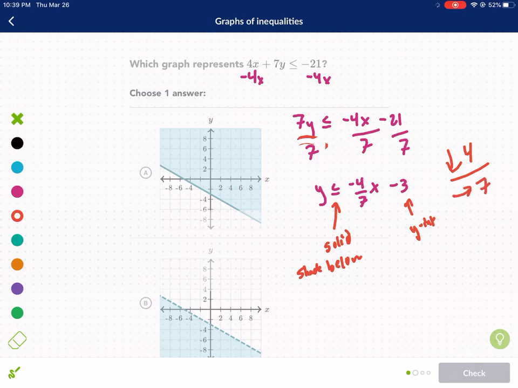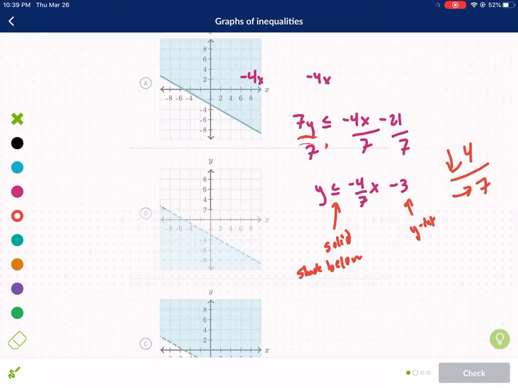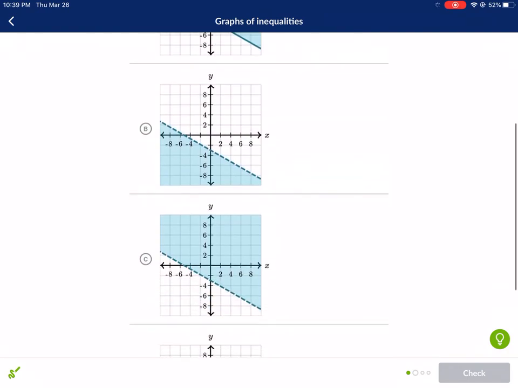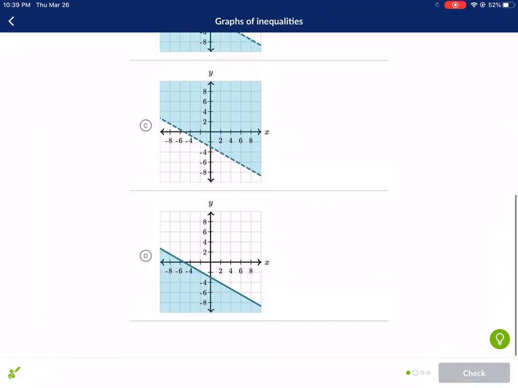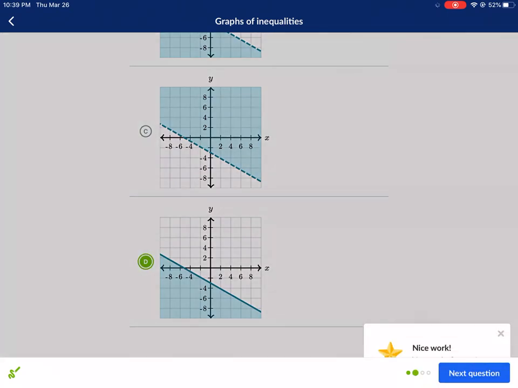Let's go ahead and look for those options. So we needed, let me just remind myself, shaded below, solid line. First one's solid, but it's not below. We have dotted line, dotted line. This one's solid, shaded below. The slope looks correct, the y-intercept looks correct, and it was correct. What a great sound that is. Hope you enjoyed this video. See you next time.